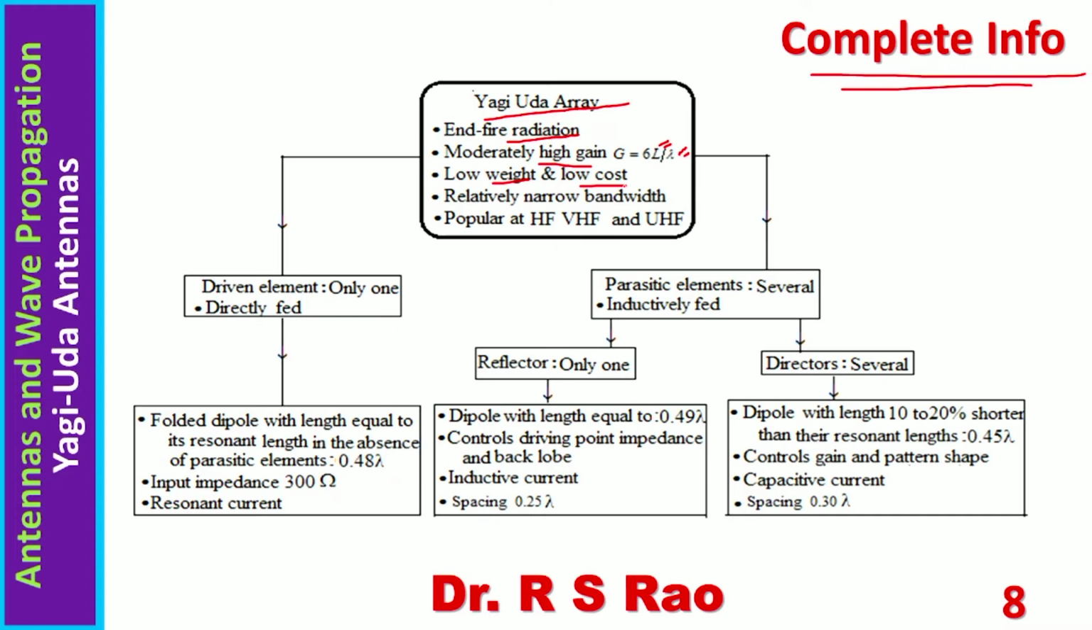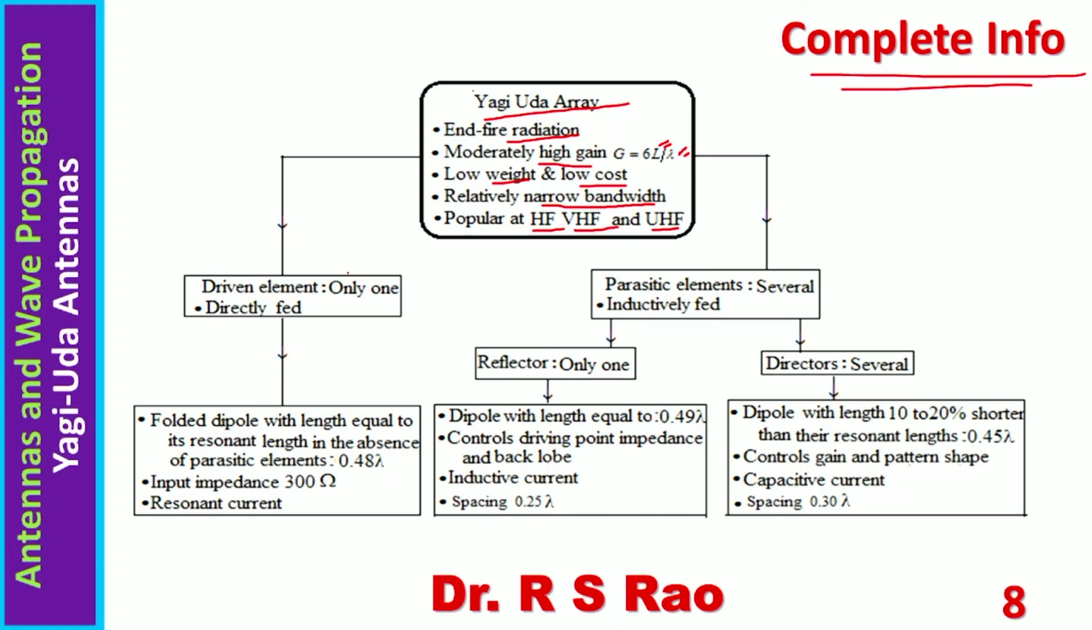Lightweight and low cost are its mechanical characteristics. It is a relatively narrow banded antenna. This one is popular at HF, VHF, UHF. In earlier days, it was used as a receiving antenna for the terrestrial TV broadcasting network.